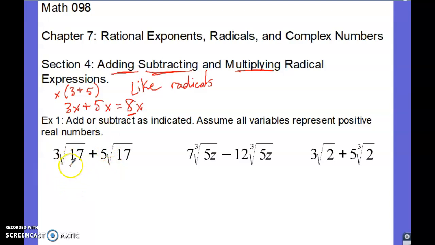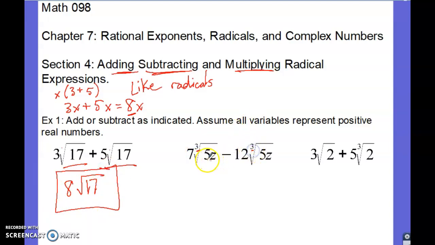Or you can just understand like radicals mean they have to be exactly the same index too. Same index and same radicand, that's what that number is called. And the answer is 8 root 17. I think I've over-explained this already. So notice the next one.